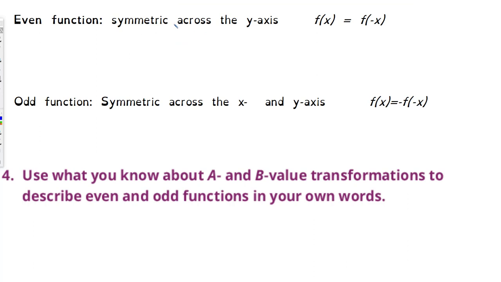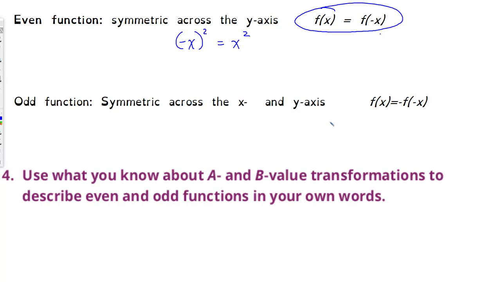So even has symmetry across the y-axis. That means if I plug in a negative x, I get the same thing as what I started with. And we saw that when I plugged in a negative x and squared it, it became x squared, which was our original.